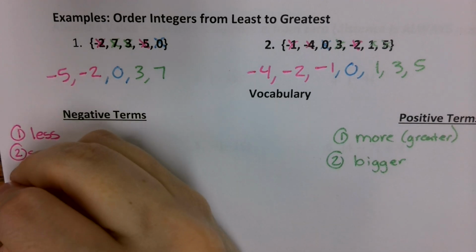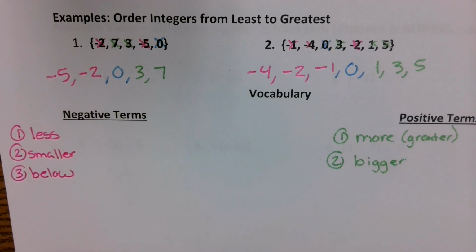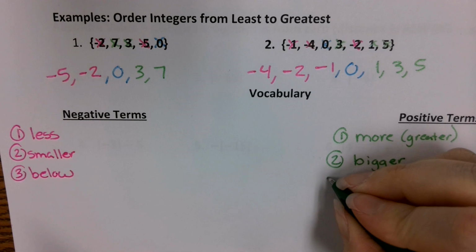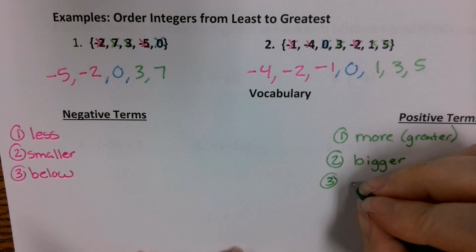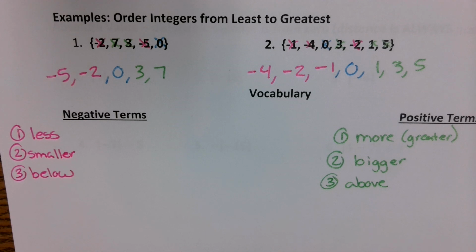Okay. Below. Below can mean a negative value. What's the opposite term for below? Above. Okay. So below would be negative, above would be positive.